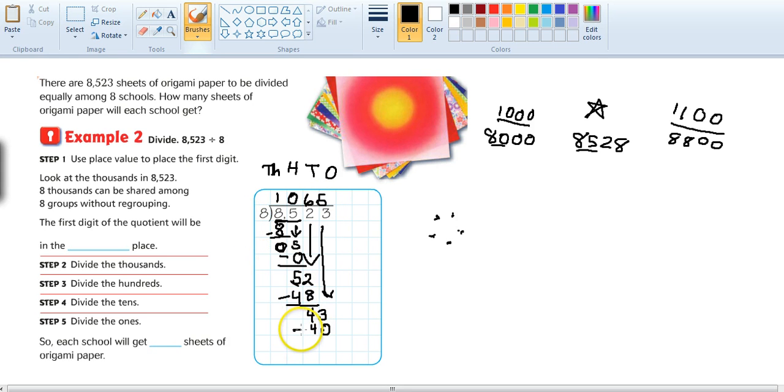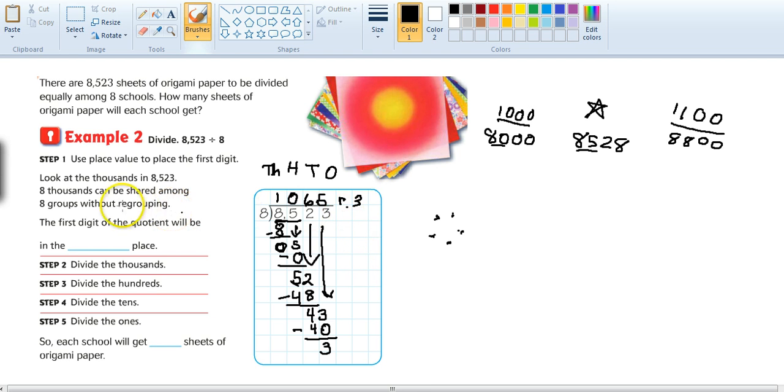And now what are we left with? Well, we have to find out what's remaining by taking away what we've used so far from what we had, which was 43. We've used another 40 of it, so that means 43 minus 40 is, right, 3. So our answer is 1,065 with a remainder of 3.